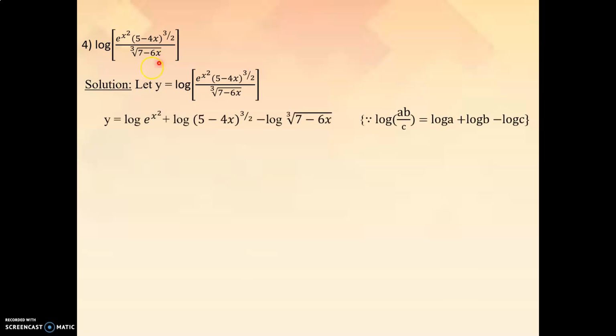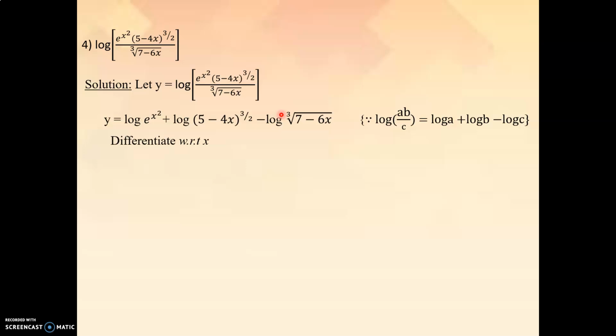Next question is log of e raised to x square into (5 minus 4x) raised to 3 upon 2, upon the cube root of 7 minus 6x. So let y be the given function. So here this is a product rule as well as quotient format. The given question is in the log of ab upon c format. So log a plus log b minus log c you can write. So log e raised to x square plus log (5 minus 4x) raised to 3 upon 2, minus log of cube root of 7 minus 6x.